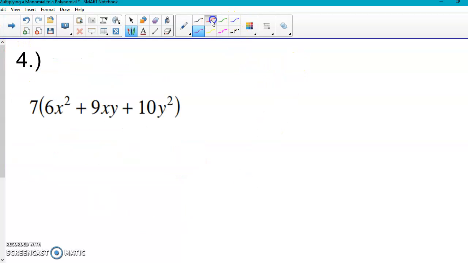All right, number 4, once again, we have a monomial, which is one term, times a trinomial, which is 3 terms, so just distributive property. So 7 times 6x squared would be 42x squared. He didn't have an x that we're multiplying this time, so you just keep what they've given you. 7 times 9xy, so that would be a positive 63xy.